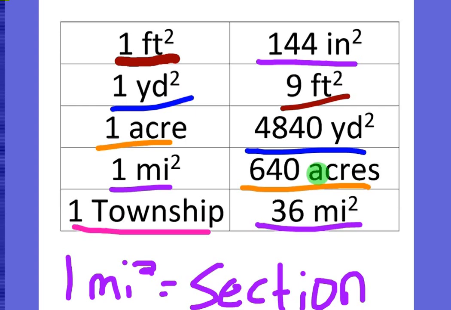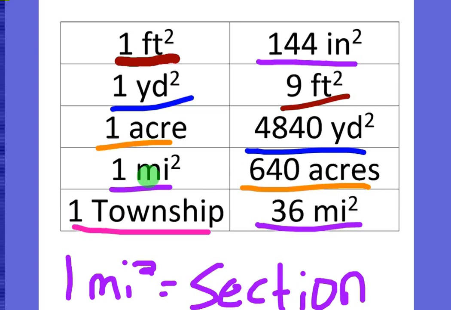We actually don't. Why not? Somebody explain why we don't need something in between. Because we already know that there's 640 acres in 1 mile squared. Yes, there's 640 acres in 1 square mile. So right in the chart we have 640 acres in a square mile.